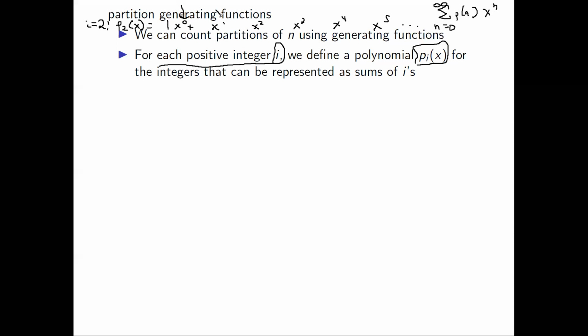Next power is 1. How many ways to write 1 as a sum of i's when i equals 2? Since 1 is odd and i, 2, is even, there's no way to write 1 as a sum of 2's. So we get a 0 in front of the x to the 1. For x to the 2, our power there is 2. We want the number of ways to write 2 as a sum of 2's. And there's only one way. We can just write 2 as a single 2. So we have a 1 in front.